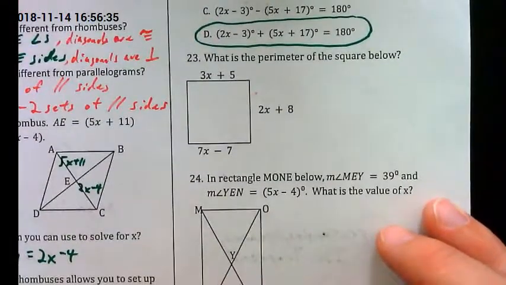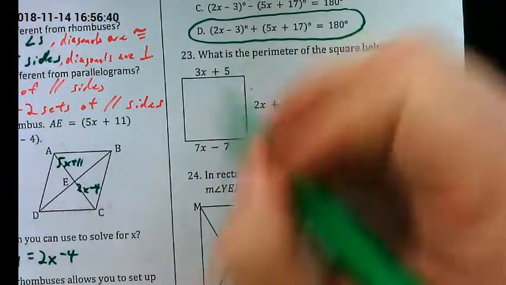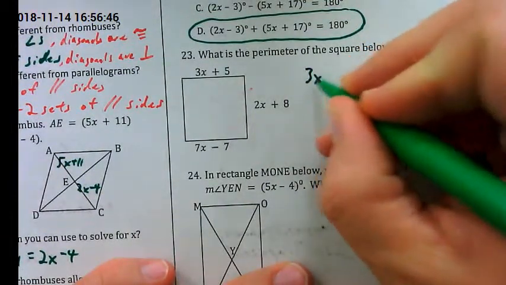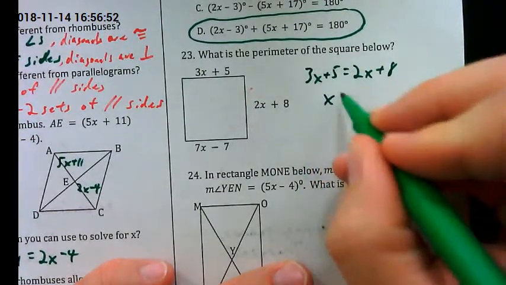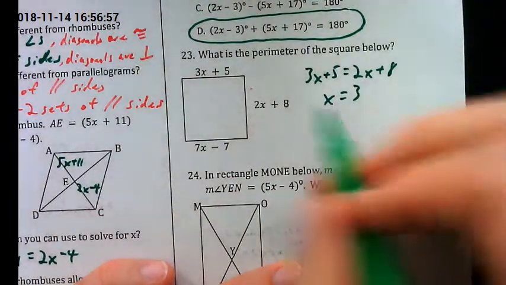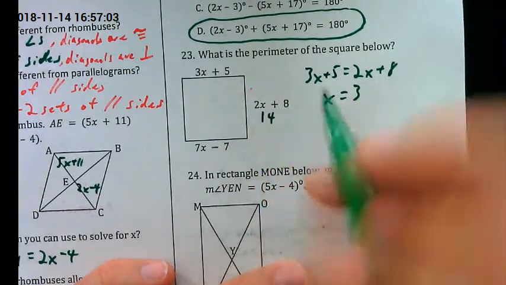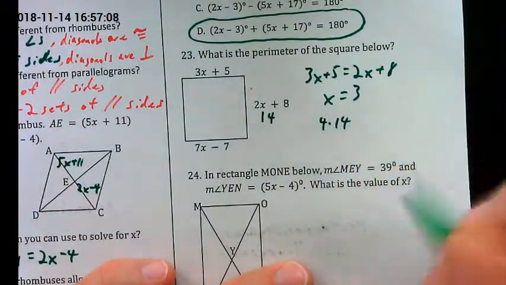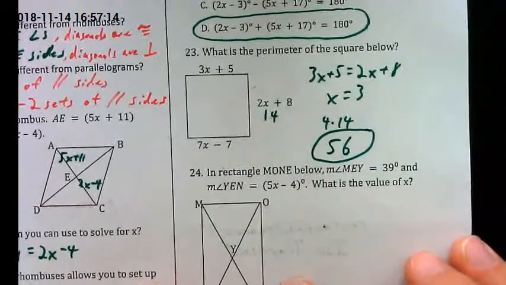On 23. What is the perimeter of the square below? So, does it matter which two you set equal? No. It's a square. All the sides should be the same. So pick the easiest two. 3x plus 2. Subtract the 2x, you just get x. Subtract the 5, you get 3. So x is 3. We want the perimeter though, so plug it back in. 2 times 3 is 6, plus 8 is 14. So all the sides are 14. So we have 4 times 14, which is 56.